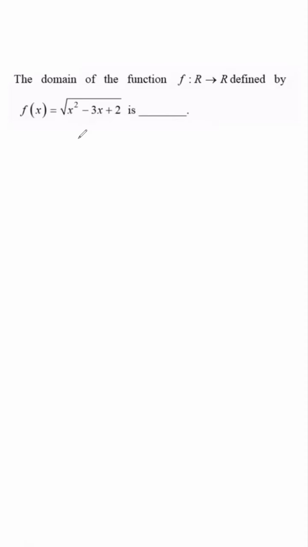So the question is, the domain of the function f from R to R, that means it goes from real number to real number, is defined by f of x equals under root of x squared minus 3x plus 2. Now we have to figure out the domain. So domain basically means all the possible values of x that you can plug in and you get a real solution.